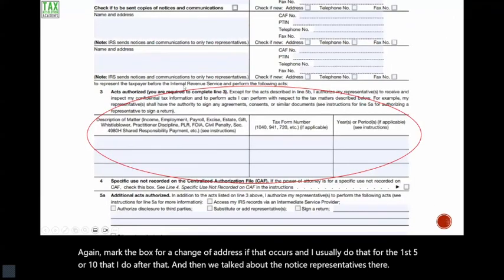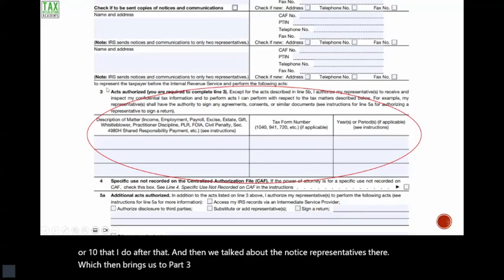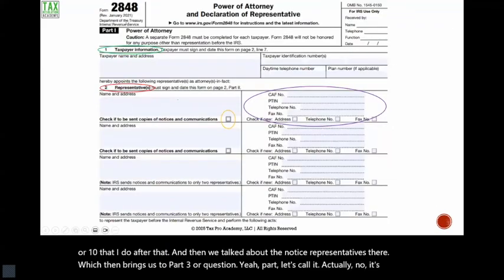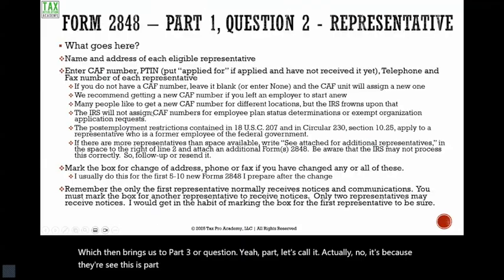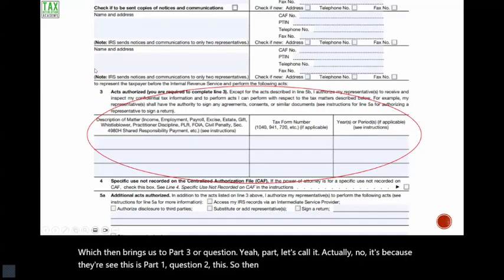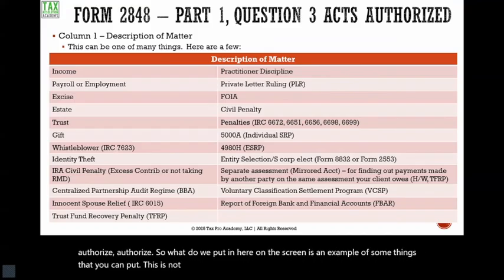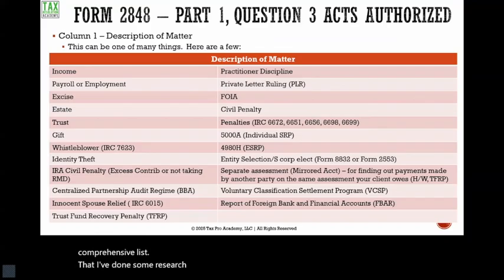Which then brings us to part one, question three, acts authorized. So what do we put in here? On the screen is an example of some things that you can put. This is not necessarily meant to be an all-inclusive list, but it is a very comprehensive list that I've researched of anything you can actually put on that line.